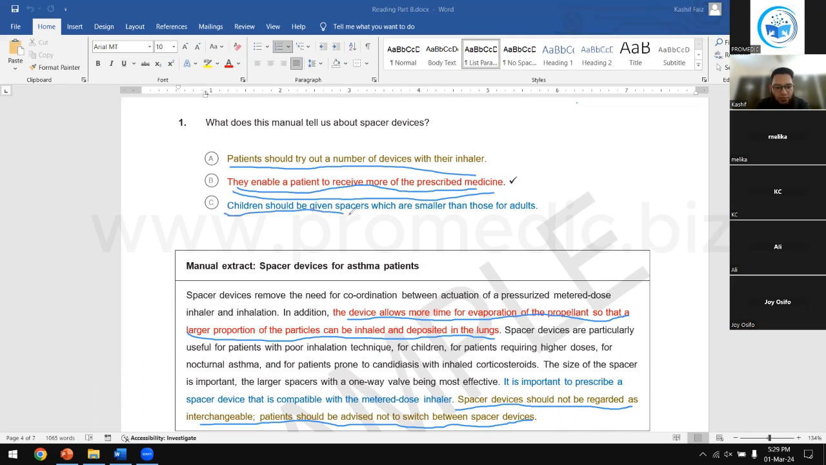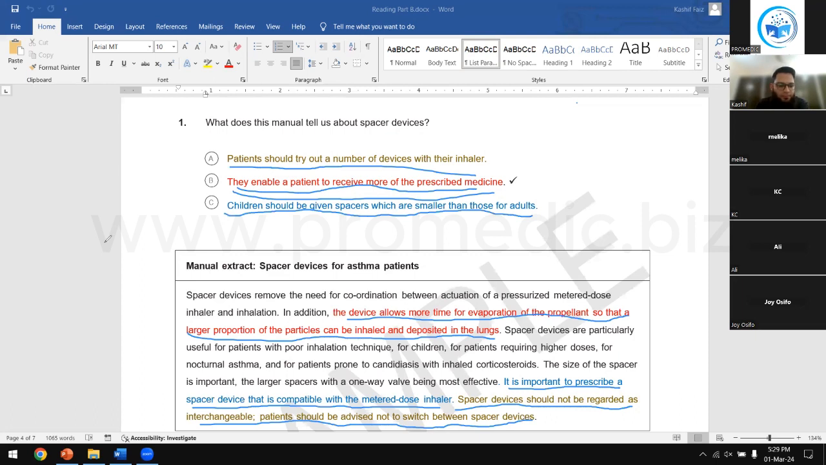The C is children should be given spacers which are smaller than those of adults. Here it is written, it is important to prescribe a spacer device that is compatible with a metered dose inhaler. There's nothing written here that children should be given spacers which are smaller than adults'. It's written compatible with the metered dose inhaler, which can be anything.